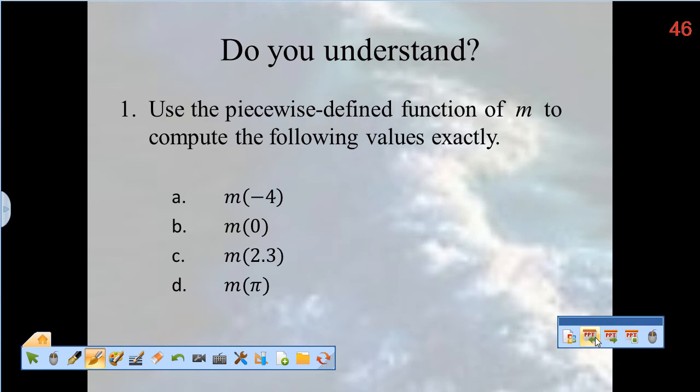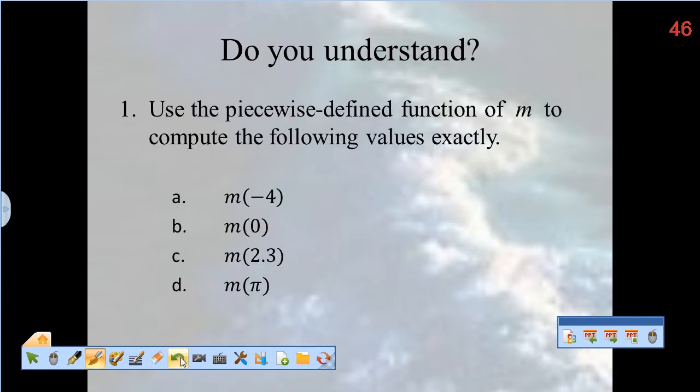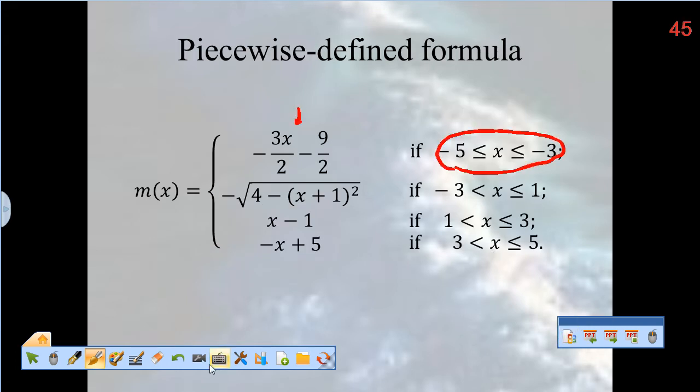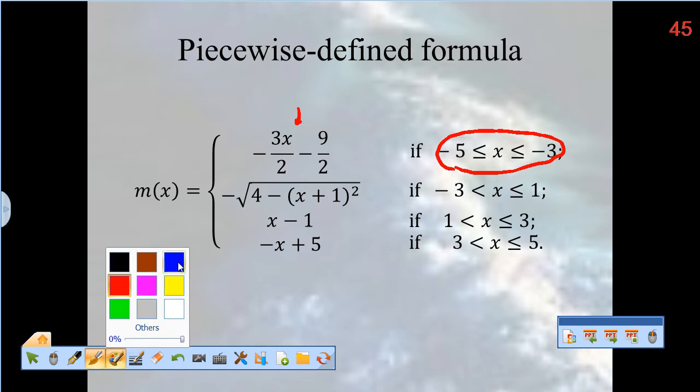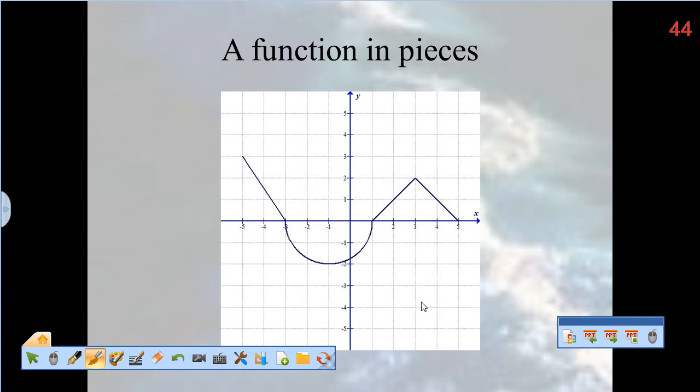Right, next, m at 0. Well, 0 falls here between -3 and 1. So I'm going to be putting 0 in for x right here. Well, 0 plus 1 is 1. 1 squared is 1. 4 minus 1 is 3. So the answer is the negative square root of 3.